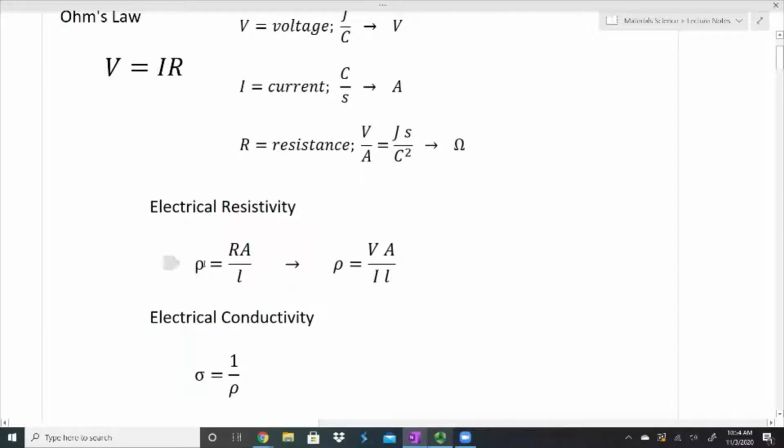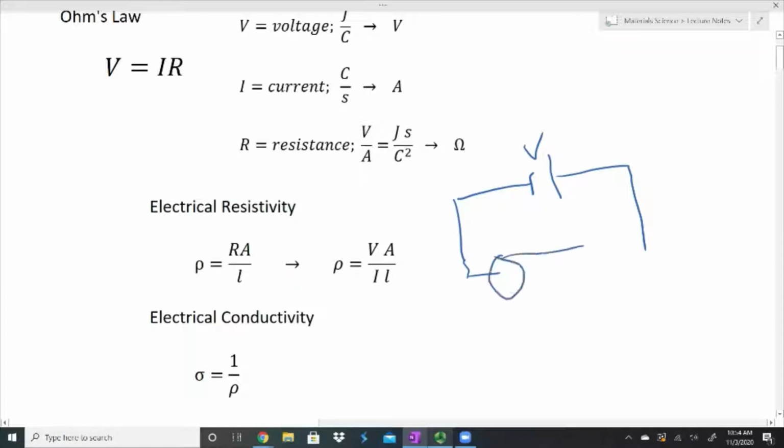Electrical resistivity, which we use our Greek letters here, is going to be R times A over L. Now, A here is not our current, it's not amps. I will draw a quick picture. We're going to have a circuit. This is my voltage here. And if I zoom in on part of my picture here, this is my wire. This isn't any type of electrical component or anything. I've just zoomed in here.